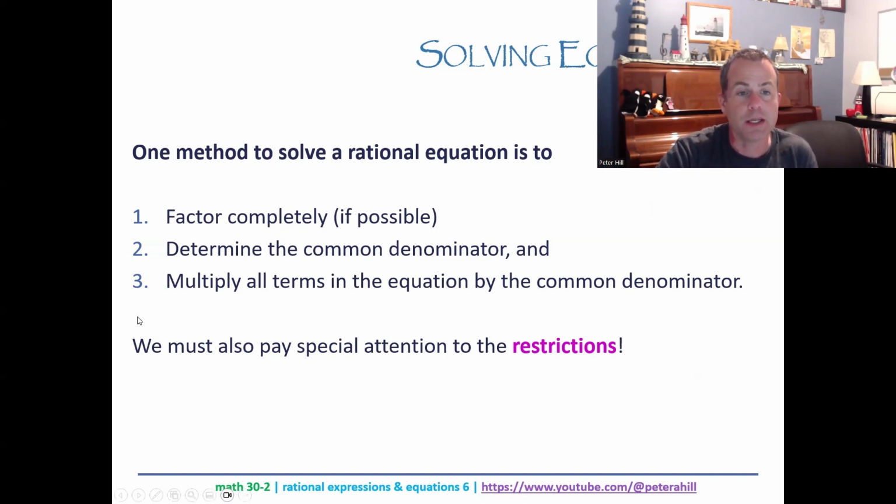You also have to pay very, very close attention to your restrictions. These questions are not going to say to you, hey, friends, don't forget your restrictions. It's assumed that you're going to look at restrictions. And then when you get to your answer, you're going to go back and make sure that your answer is not one of the restrictions.